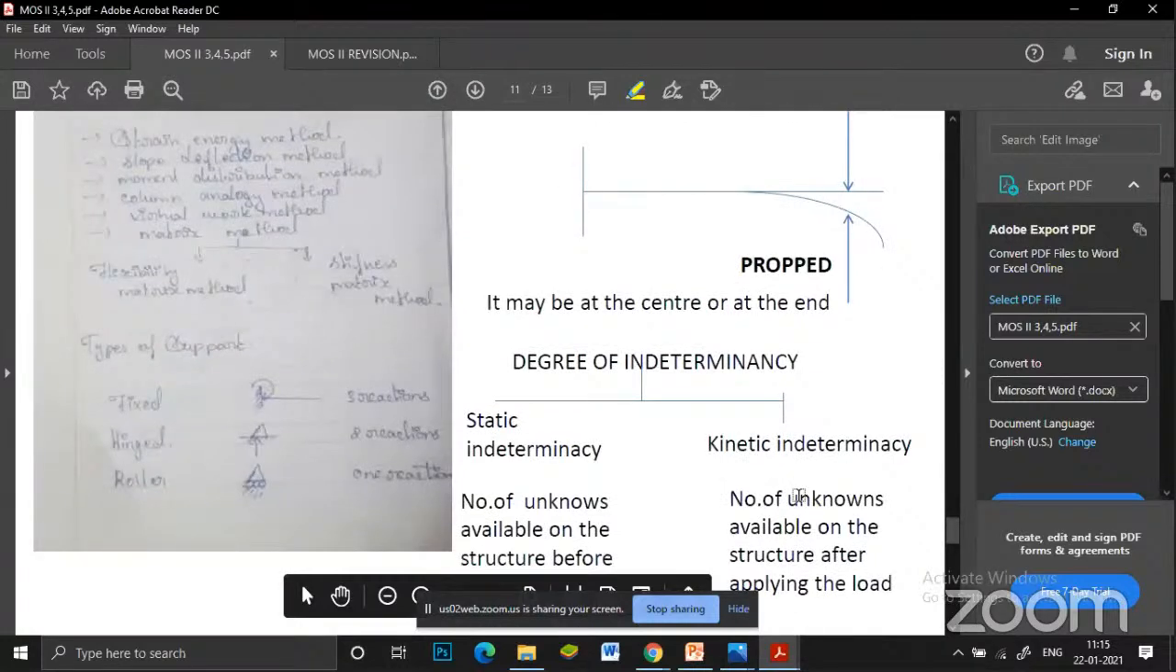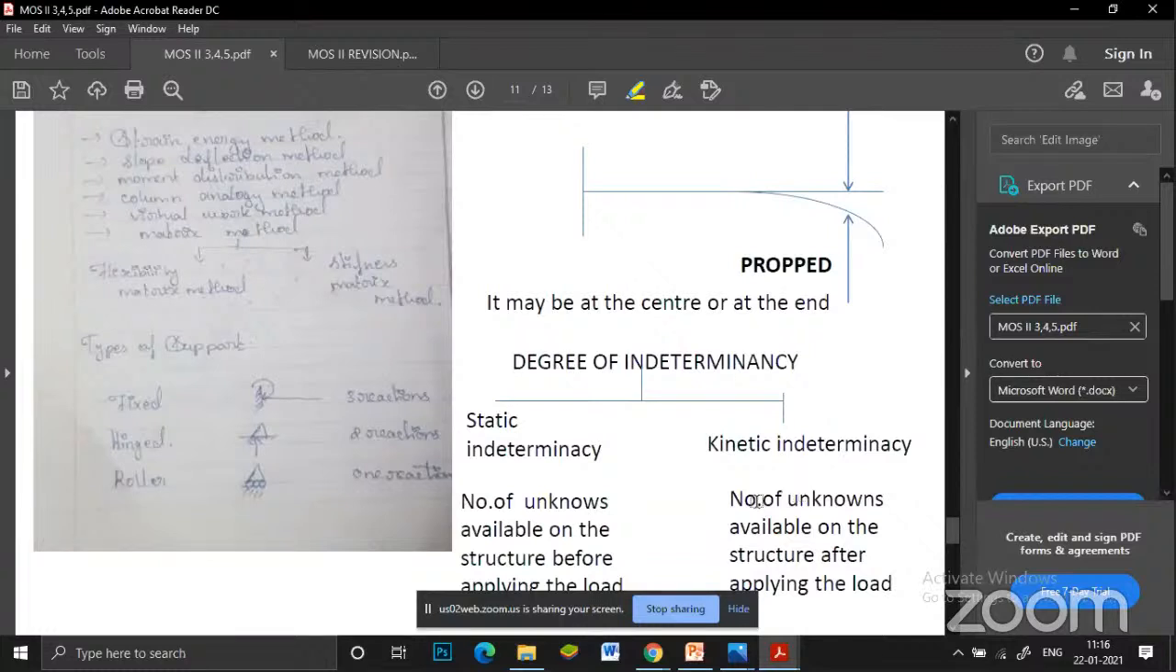Number of unknown forces available on the structure before applying the load. We have learned that only when we apply a load is there a change in the structure, a deformation, and so on. But before applying the load, what are the unknown forces available in the structure? We must have a clear vision on that.